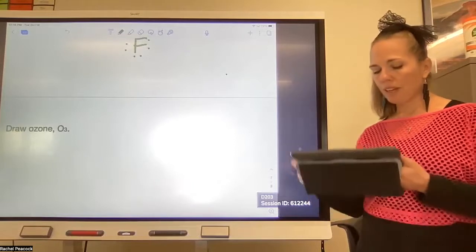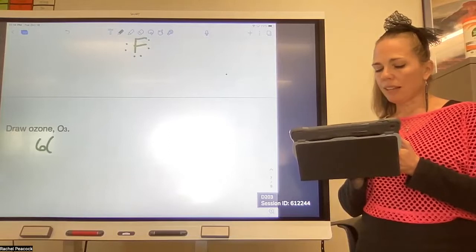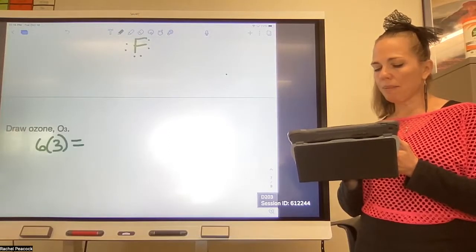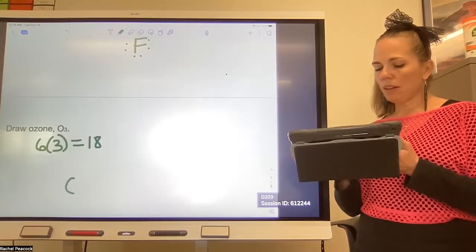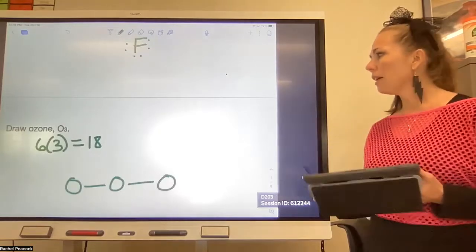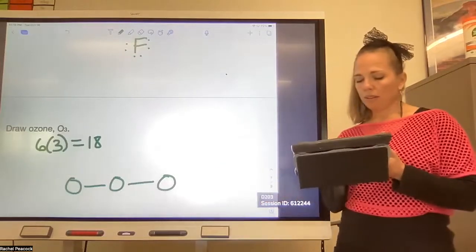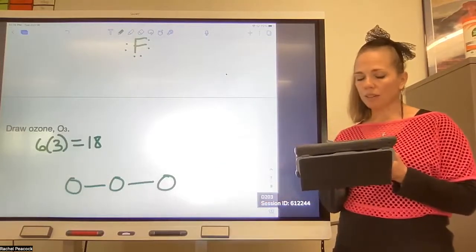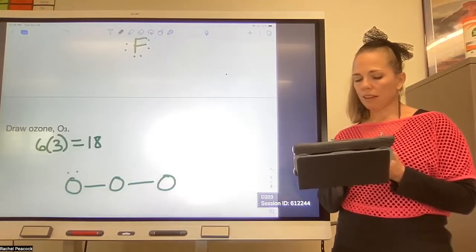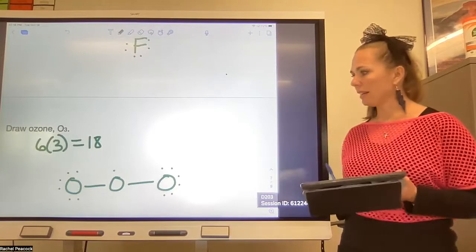All right, hopefully you paused it. Oxygen has 6. There are 3 of them, that's 18 total. You're gonna do O, connected to O, connected to O. Okay, so we've just drawn 4 electrons total. We're gonna do the outer oxygens first, same rules. 6, 8, 10, 12, 14, 16, 18.